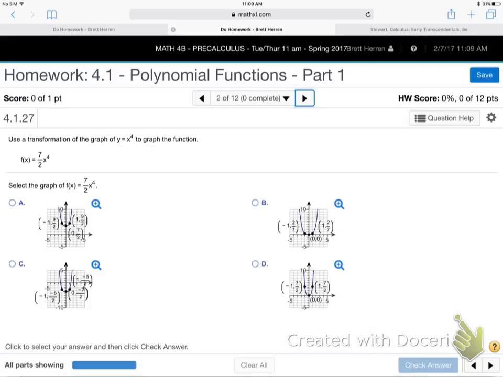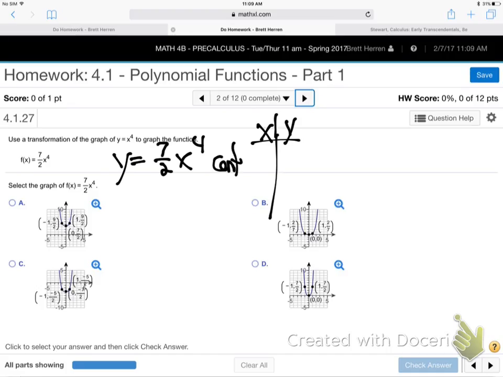All right, so y equals 7 halves x to the 4th. Let's go ahead and do the xy table. We know x to the 4th is going to be U-shaped. Let's find the center point and one other point. How do you find the center point? What am I going to plug in for x? Yeah, just 0, right? Put in 0.